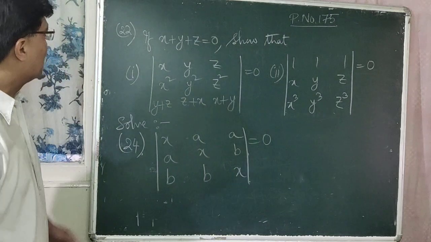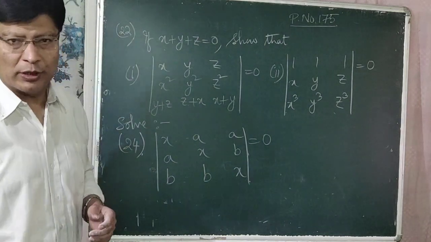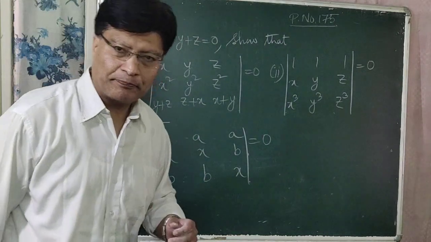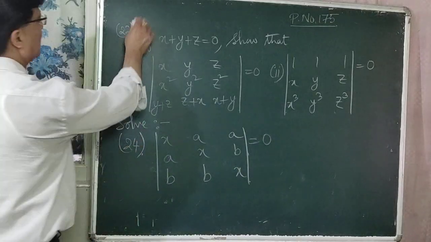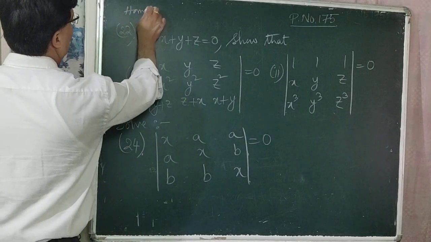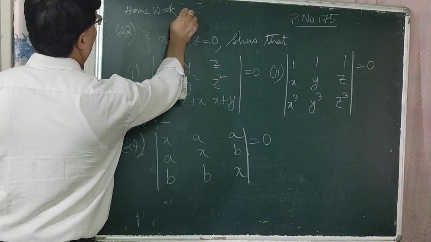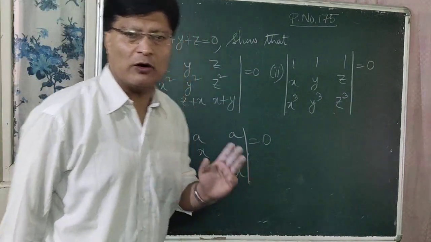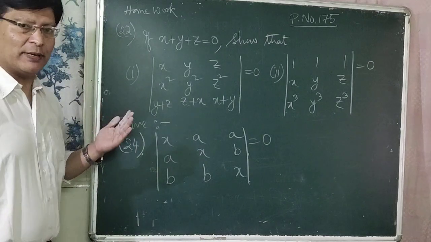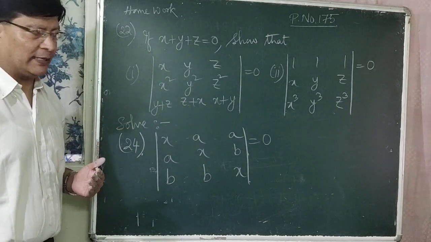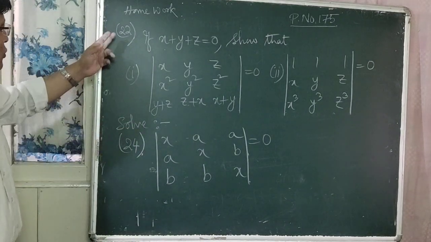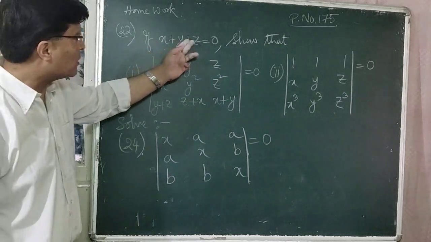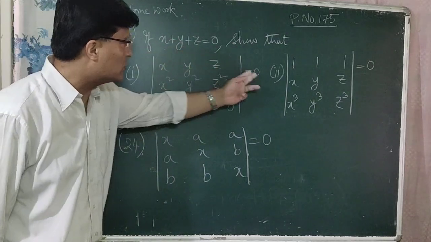So now, these numbers are your homework. You will do this at home, and I will give you a few hints. So this is your homework: number 22 and number 24, that is page number 175 of Mathematics by Sailendra SN Day, right? In 22, what does it say? If x plus y plus z is equal to 0, then this is equal to 0.